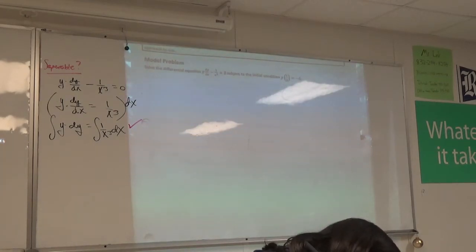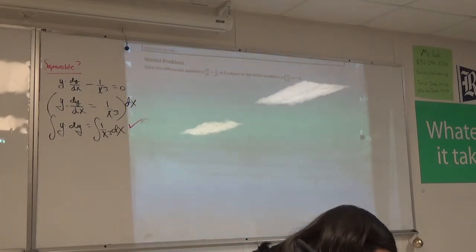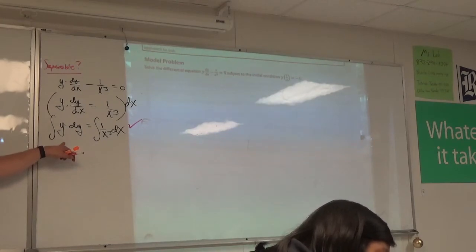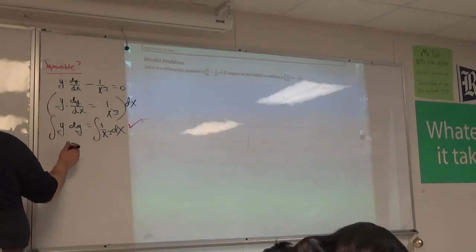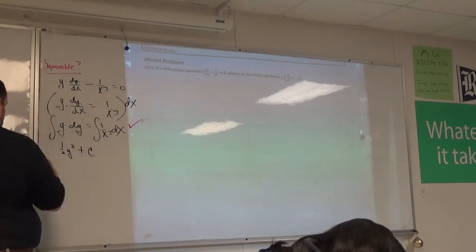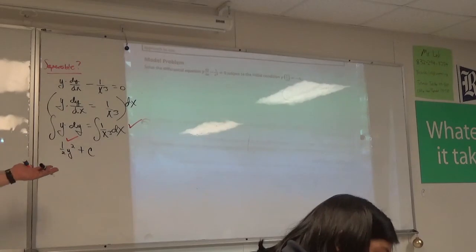Usually, one of the two sides is easier. My recommendation, attack that one first. Which one's easier? Probably the one on the left, right? The integral of y dy? 1 half y squared plus Charlie. Hey, good news. You integrated successfully, you get a point.